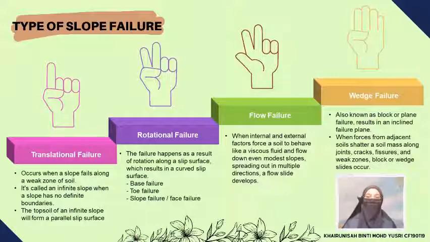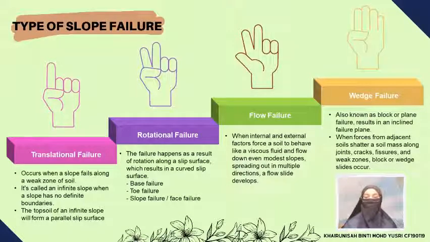Before coming to a stop, the sliding mass can travel a significant distance. It is called an infinite slope when a slope has no definite boundaries. The topsoil of an infinite slope will form a parallel slip surface.